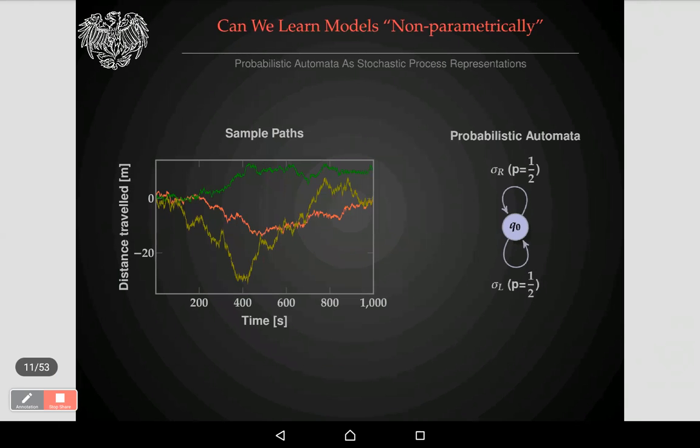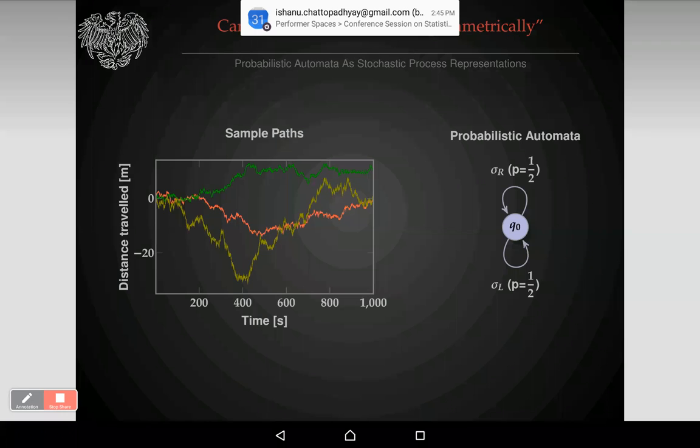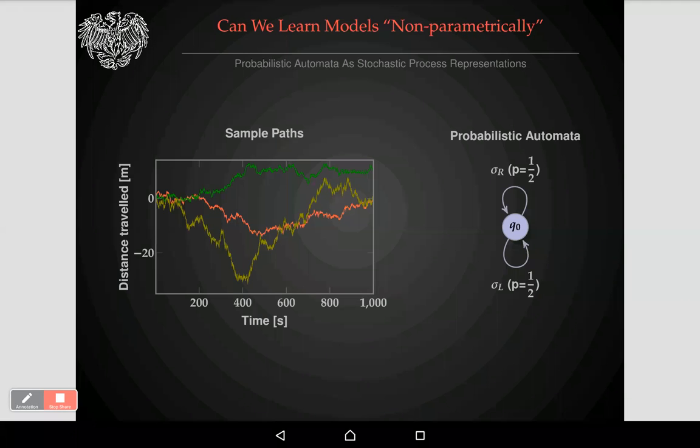But the question is, if, instead of having those cartoons, you actually had a sample path, say the distance traveled when someone is executing that random walk, if you have that data stream as shown on the left, multiple sample paths, can you actually infer the correct model as shown on the right from the data alone, without being told that it had a single state or having any more information? And that's what we can do, actually.